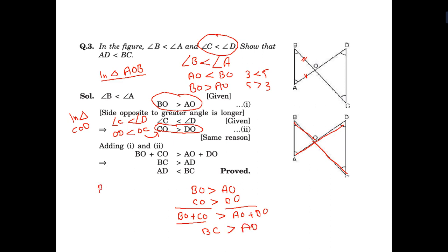So BC is greater than AD. Reversing, we can write AD is less than BC. Hence it is proved. So it is also easy. Here it is given that two angles are less than given, then we have to see that the opposite sides are also less than. That way we have to prove.